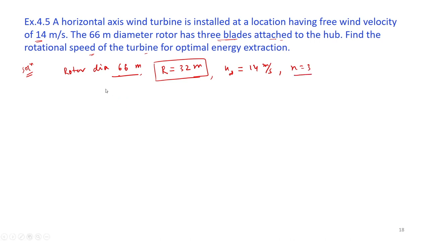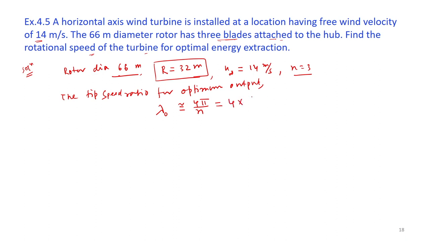Okay, so the tip speed ratio for optimum output is approximately lambda equal to 4 pi by n. Here, 4 into pi by 3, so it will be approximately 4.188.